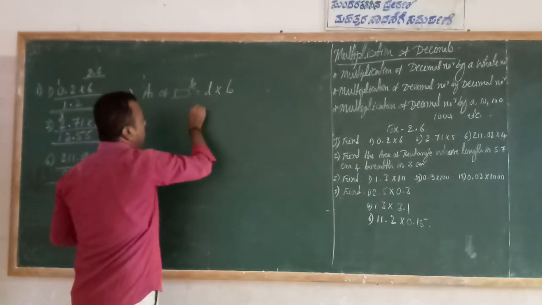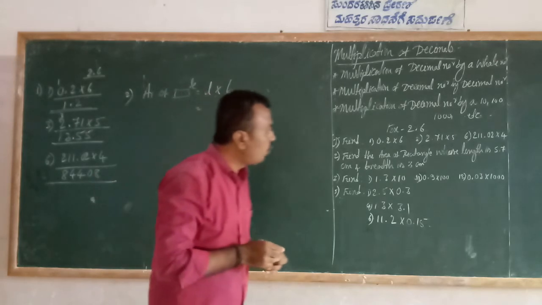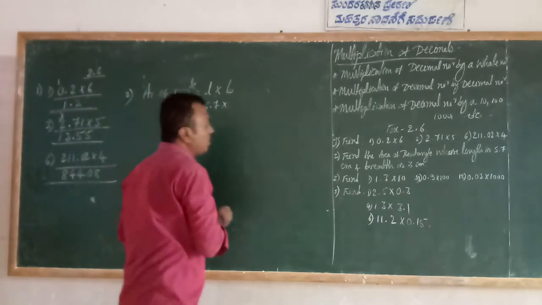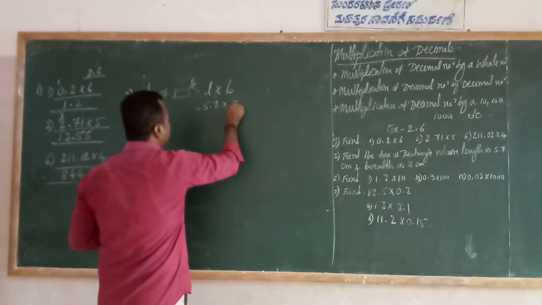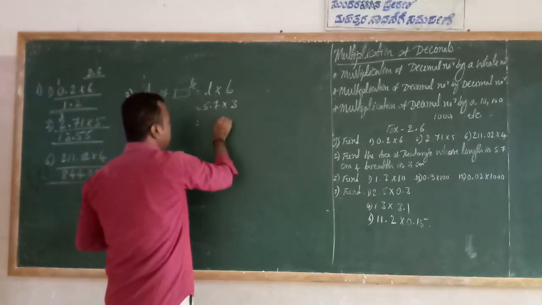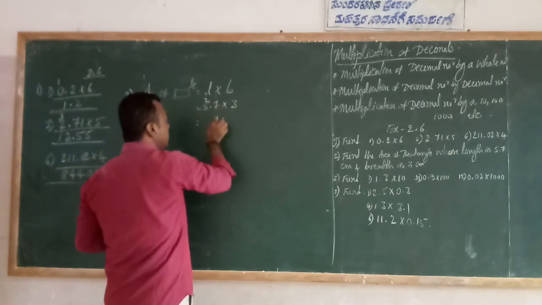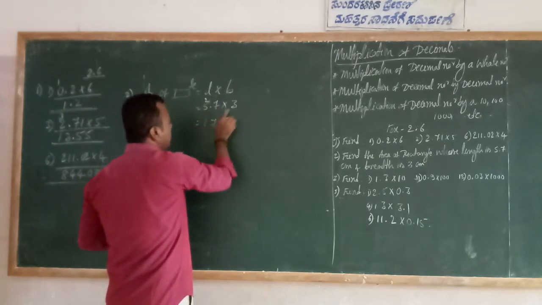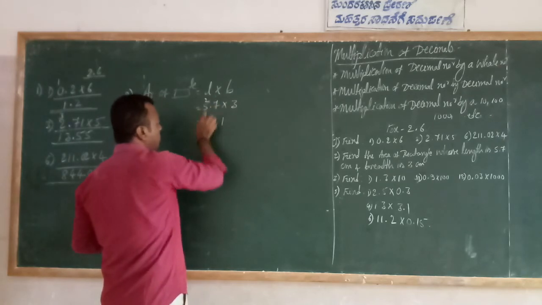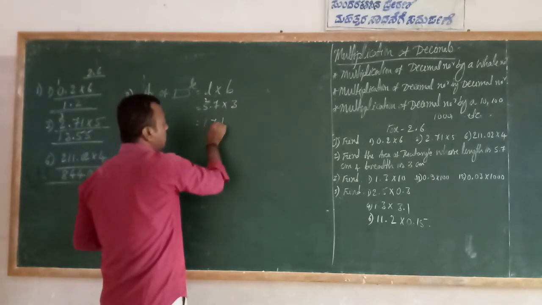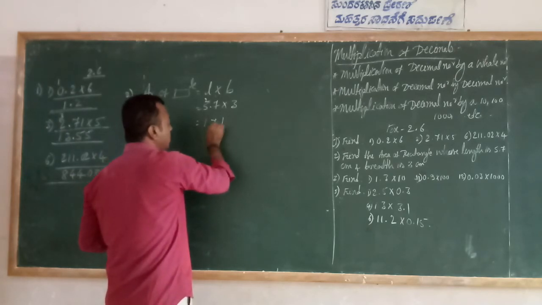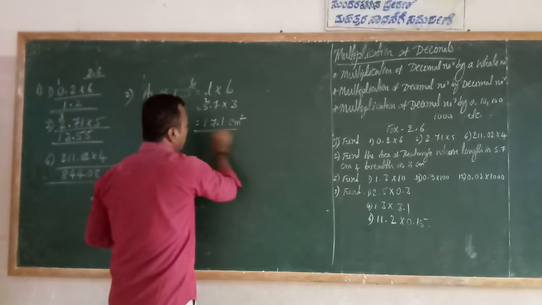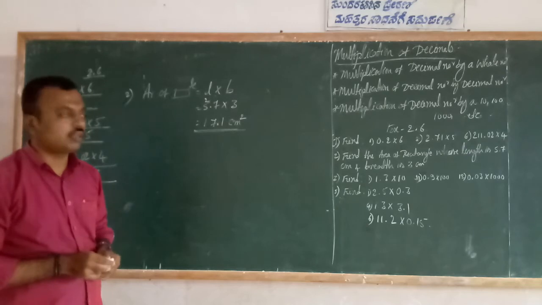What is the length of the rectangle? 5.7 centimeter. Into what is the breadth? The breadth is 3 centimeter. Now we have to multiply. 3 sevens are 21, 2 carry, 3 fives are 15 plus 2, 17. After how many digits is the point? One digit. That's why we put the point after one digit. Now it becomes 17.1 centimeter square. This is the unit of the area of a rectangle. So 17.1 centimeter square is the answer to the second one.